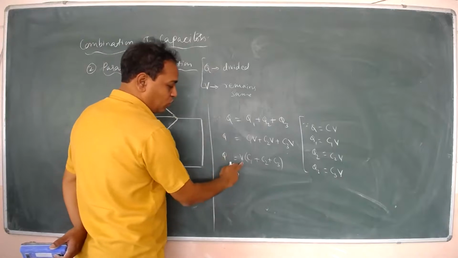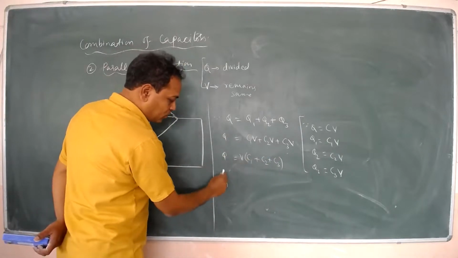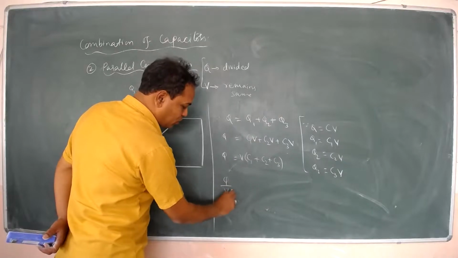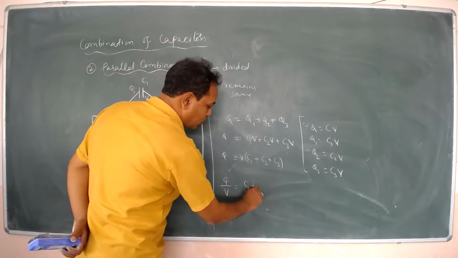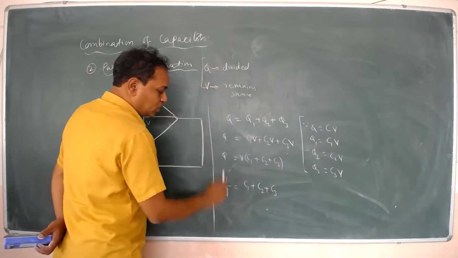So Q is equal to V into C1 plus C2 plus C3. So if I bring this down, therefore I can write here Q by V is equal to C1 plus C2 plus C3.